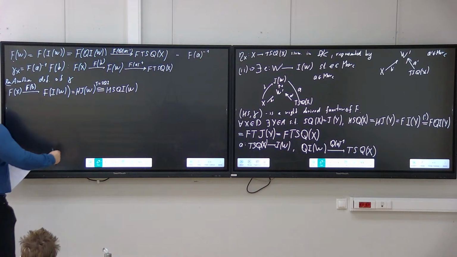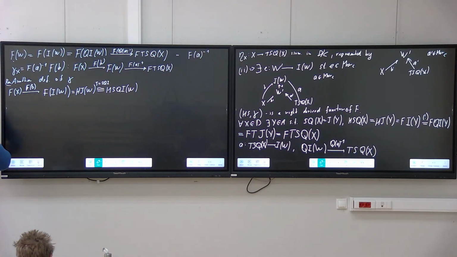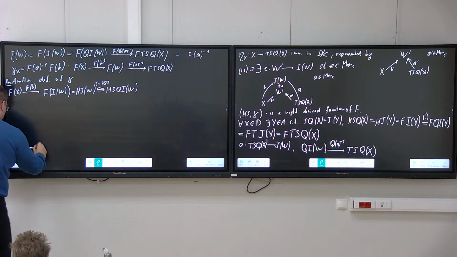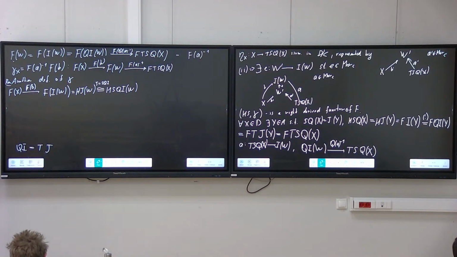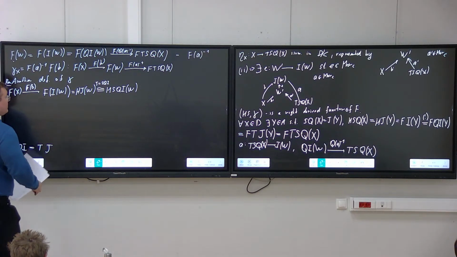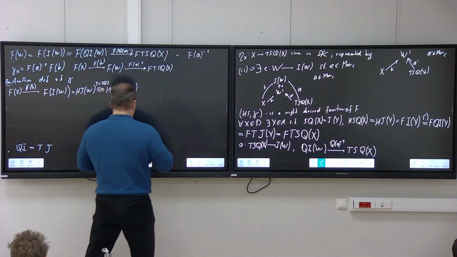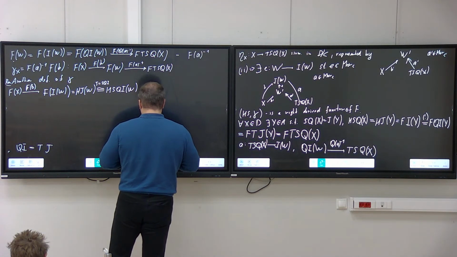So this identity obtained, remember that before we had the identity that, right here, I have QI was equal to the TJ. Right? I can just apply S to both sides. Then there will be a composition of S and T, which is the identity. So it will be just J, and then the composition of S, Q, and I. So this is the next step in this computation.